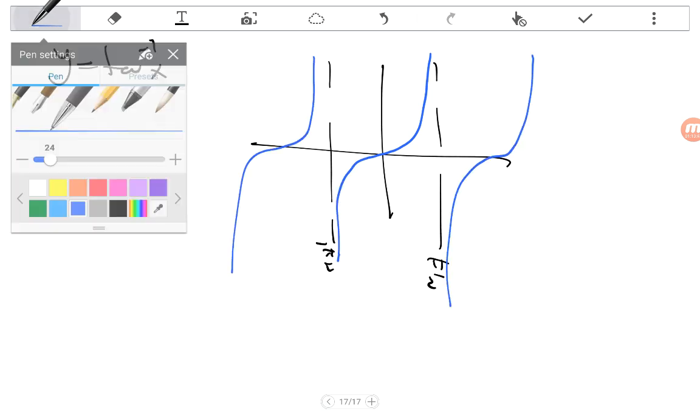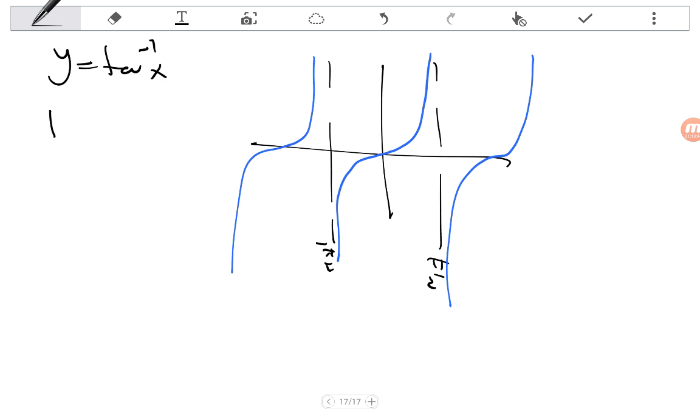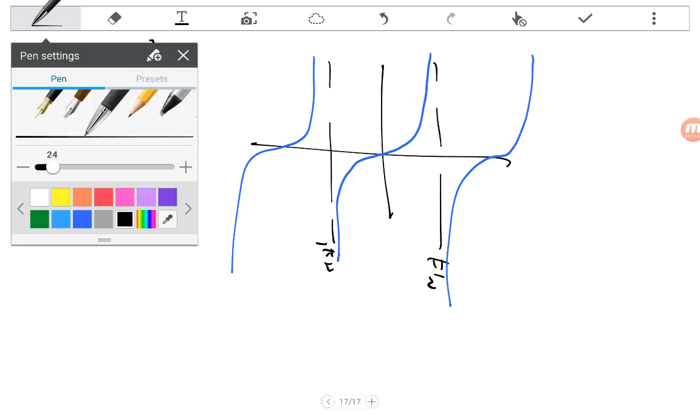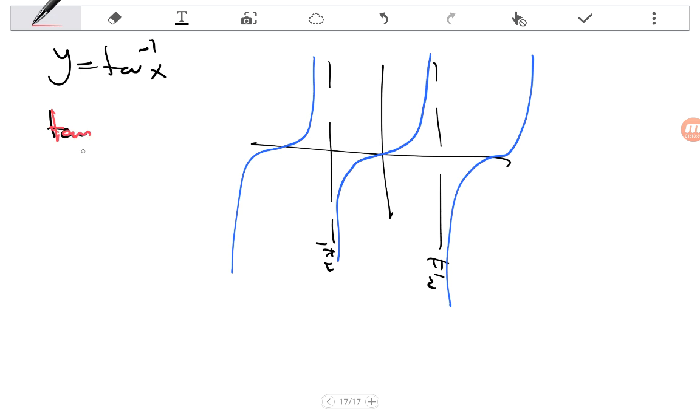What is the restricted domain of tan? Tan restricted, I will just take one branch of it. Its domain will be from negative pi over 2 to pi over 2, but this is open, because negative pi over 2 and pi over 2 are not in the domain of the tan itself. What about the range? The range will be R.